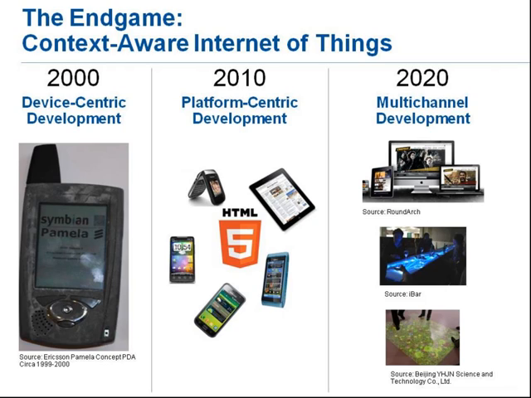Now, in 2020, we think that will evolve into multi-channel development, and we have some instances that give you an idea of that. The first example here is Cinemax, where they have content that is rendered across smartphones, tablets, PCs, and televisions. Another example is the iBar.